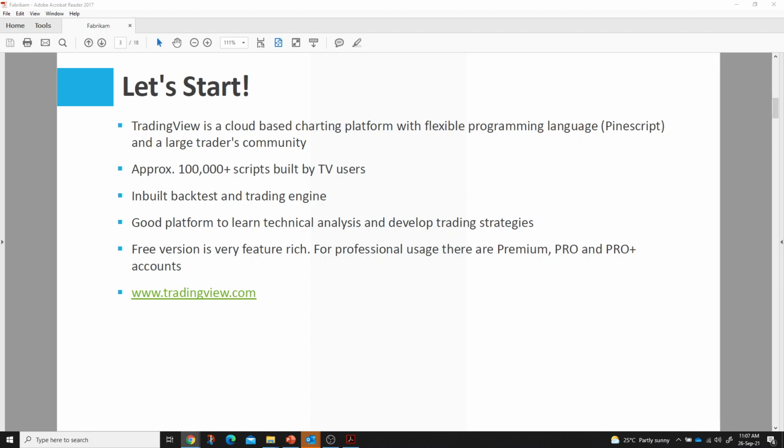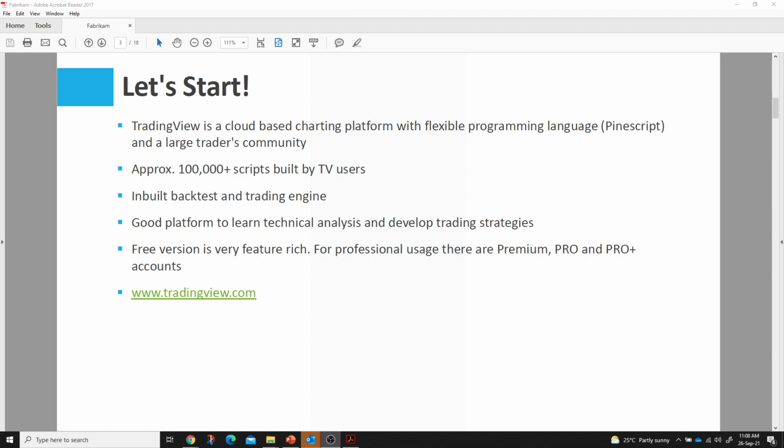And then the free version itself is very feature rich. You need not go for very advanced versions for professional usage, for example, Premium, Pro, Pro Plus. If you have a very specific use, you can go ahead. But whatever I've learned in TradingView, I have learned it in a free version.